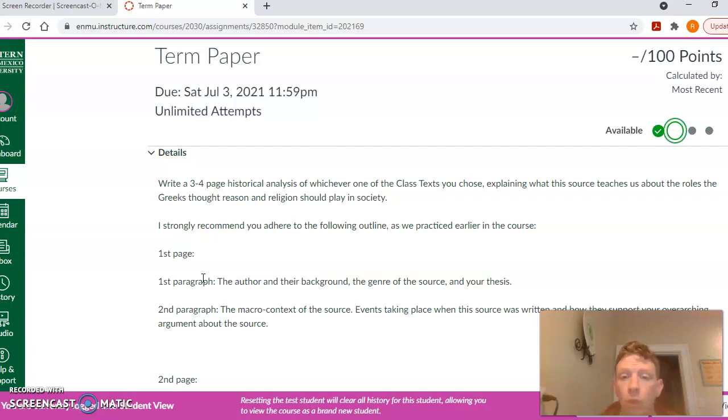It's going to be 3 to 4 pages. It's going to be on whichever one of the 3 class texts that you chose. And it's going to answer this question about the role of reason and religion in this society.